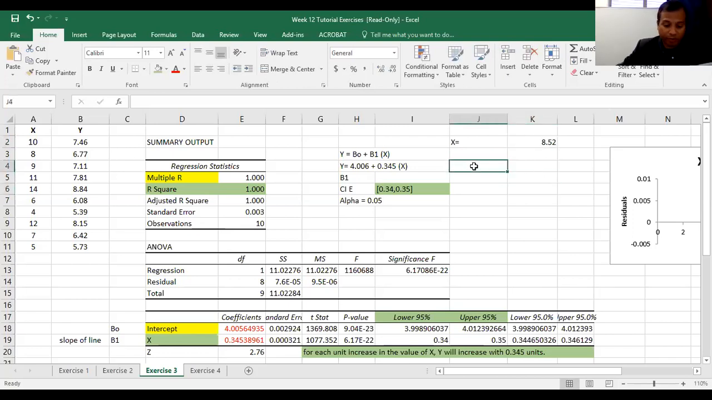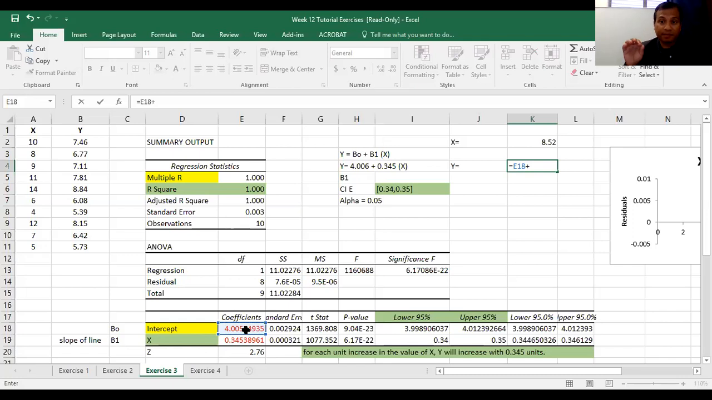So what is the value of Y? Using Excel, I'm showing you, you can do it manually. According to the formula, Y will be equal to 4.006. So I just click here in this cell, plus the equation says B1 plus B1 over here.